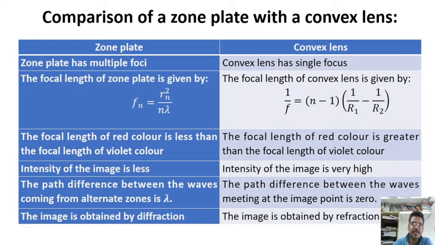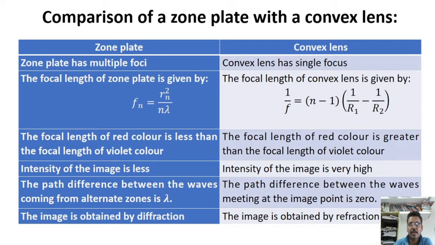A convex lens has a single focus. The focal length of a zone plate is given by Fn equal to Rn square by n lambda. The focal length of a convex lens is given by 1 by f equal to (n minus 1) times (1 by r1 minus 1 by r2), where r1 and r2 are the radii of the lens surfaces. Thus, the focal length of red color is greater than the focal length of violet color.